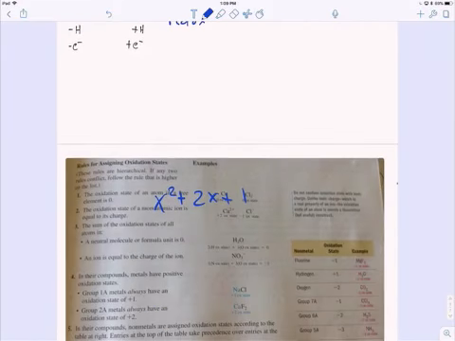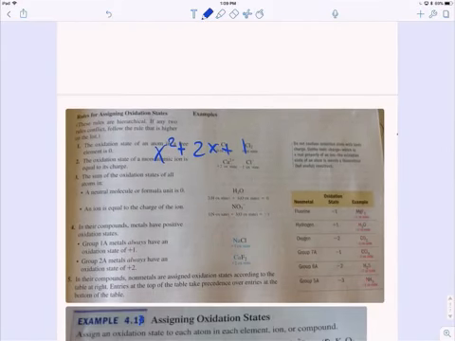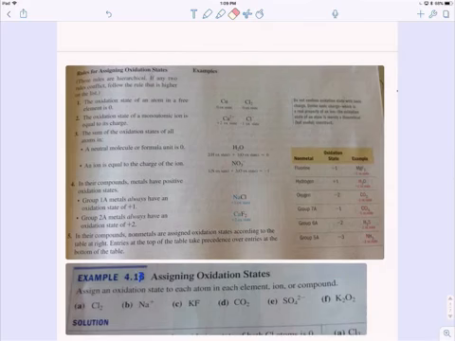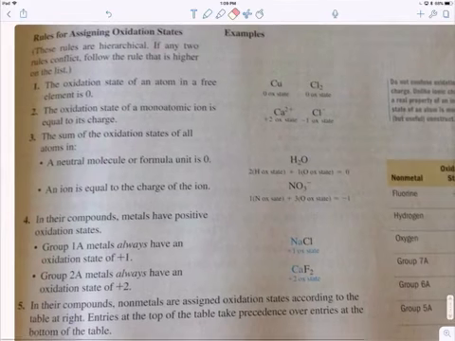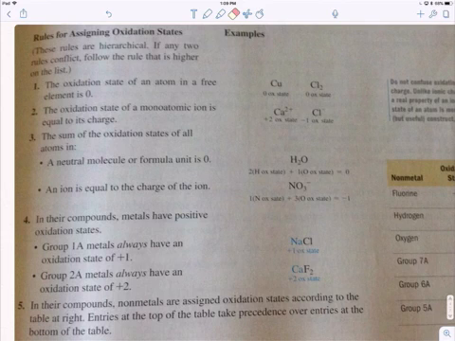Okay. Now, the next thing we're going to do is learn how to assign oxidation states. These rules are hierarchical. Let me talk about an oxidation state first. An oxidation state is a way of keeping track of where electrons are. Later on, when we talk about Lewis structures, you're going to learn about something called formal charge. In formal charge and bonding atoms, each atom gets half of the bonding electrons.